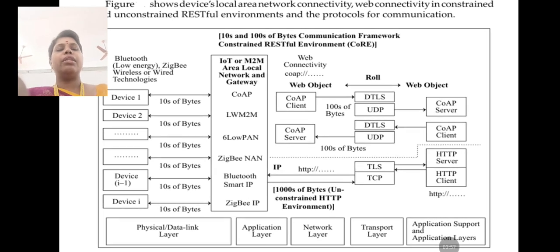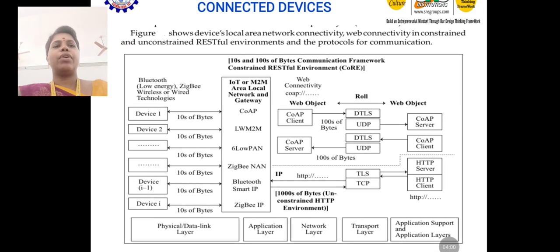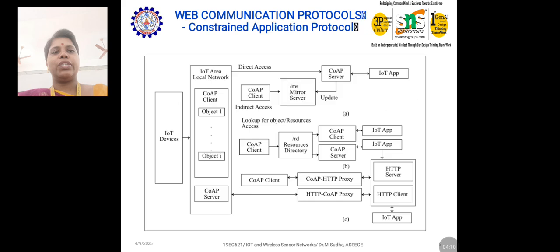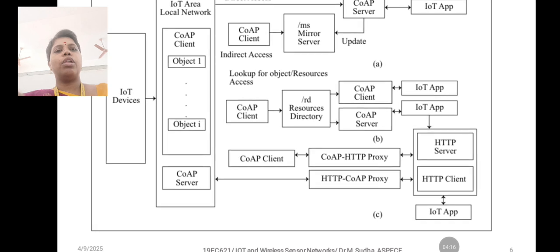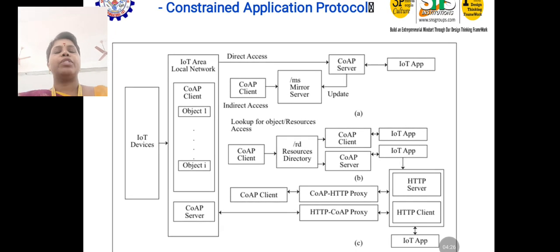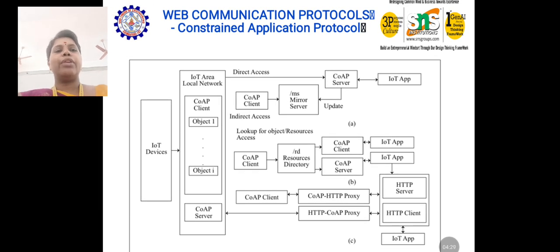And here the main thing is the constraint based environment. Coming to the web communication protocol, the constrained application protocol: these are the terms we explained in the previous slide using the structure diagram. In the constrained application protocol, you see IoT devices, the IoT local area network, then direct access to the CoAP server and lookup for the resources, and finally it goes to the IoT app. So with the help of the LAN, local area network, and the local server, the web communication protocol of the constrained application protocol takes place.